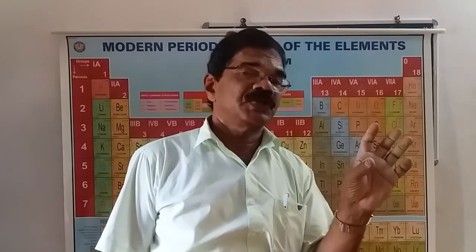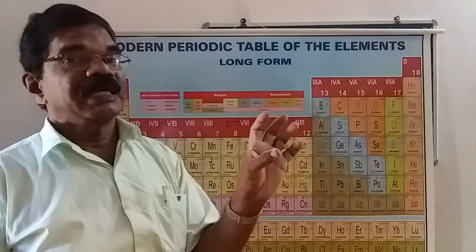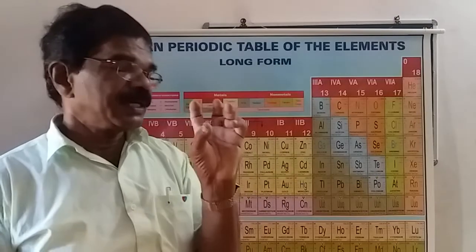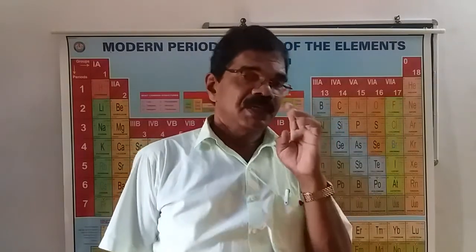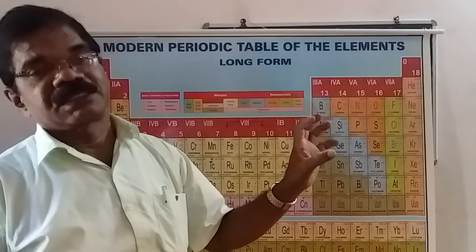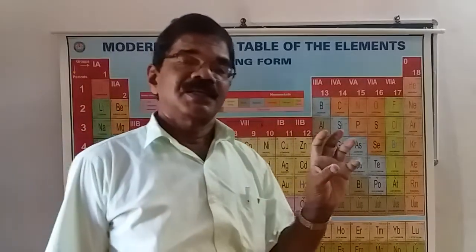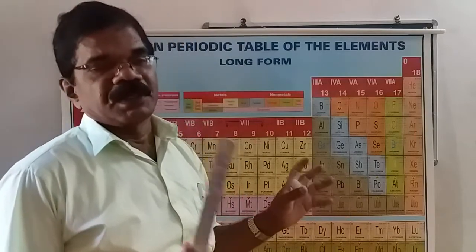That property is known as electropositive nature, electropositivity. Electrons have negative charge, therefore when an atom loses an electron, it gains a positive charge. That means metals are electropositive elements. Why are metals called electropositive elements? When they take part in a chemical reaction, metals always give electrons. That is the identifying property of metals.